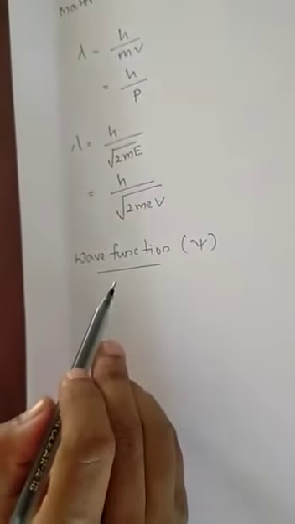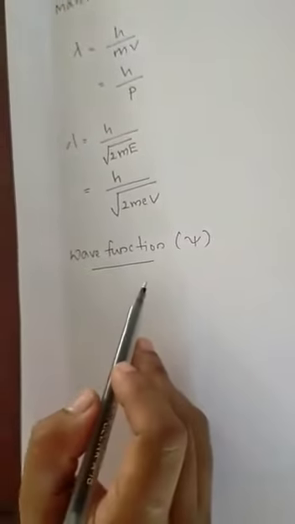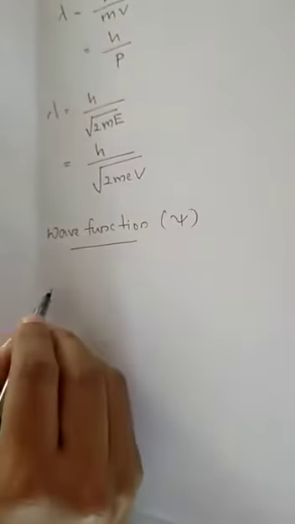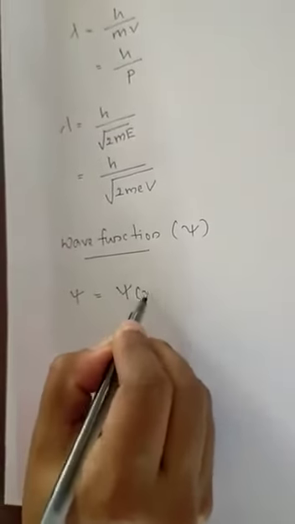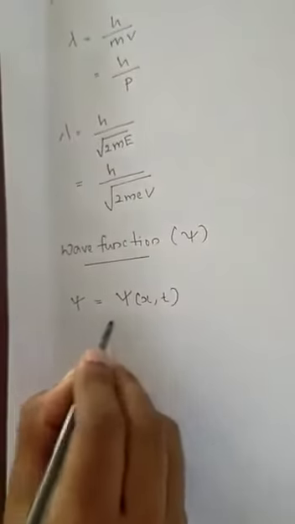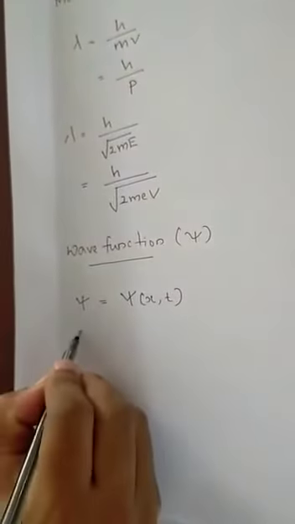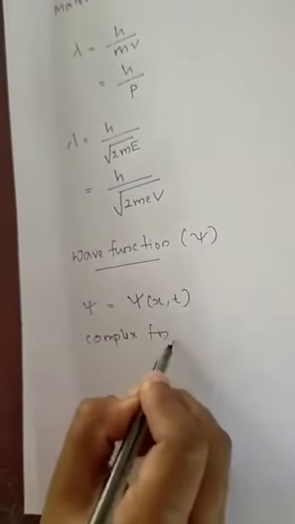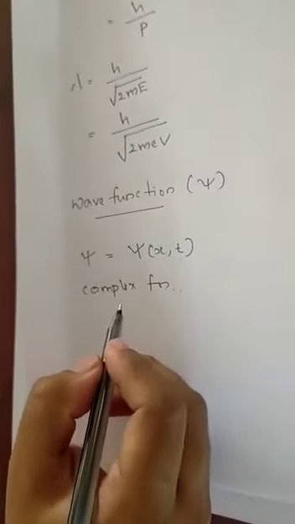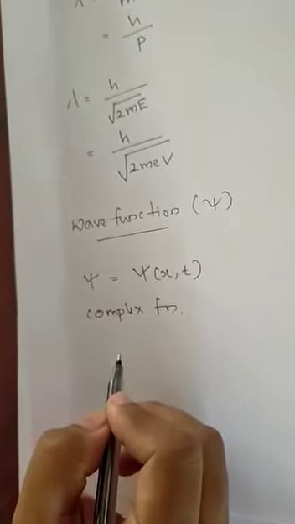So, the wave function is a mathematical function which describes the state of the particle. The wave function psi is a function of position and time. That is, psi is a function of both position x and time t, and it is a complex function. It contains all the information that can be obtained about the system.